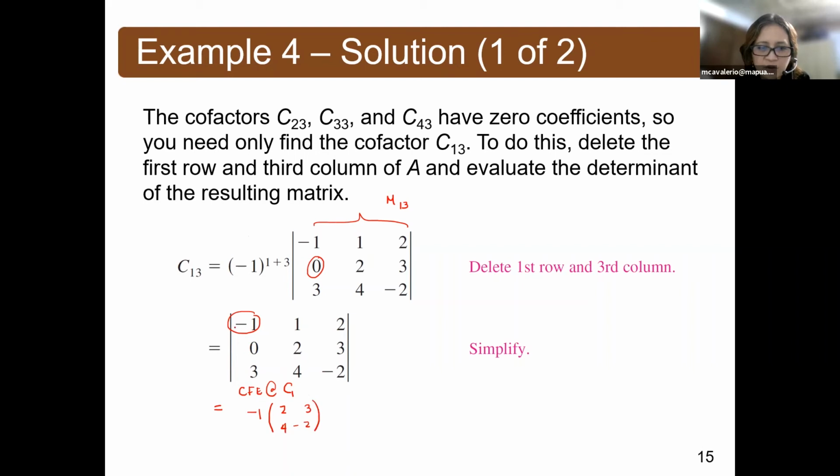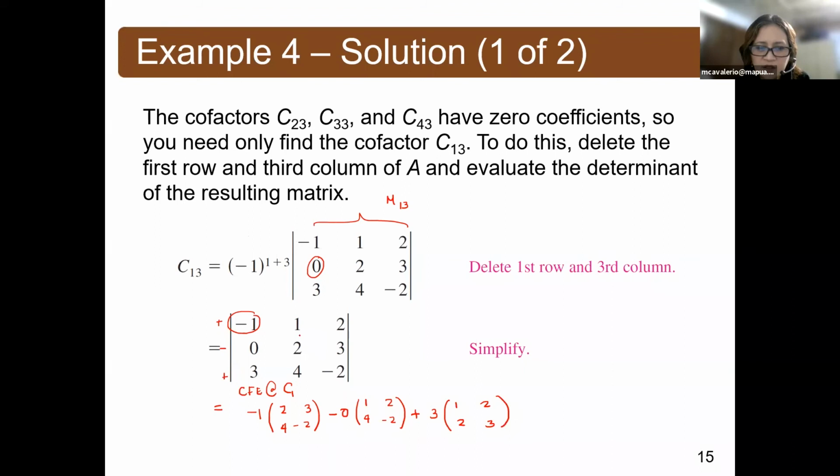And then we also have the checkerboard signs plus, then minus, and then plus. So we have minus 0 multiplied by the minor of 0. Never mind, but let us just show it here. Deleting the second row and the first column, we will have the submatrix 1, 2, 4, and negative 2. And then plus, that will be plus 3 multiplied by the minor of 3. So you have the submatrix 1, 2, and then 2 and 3.